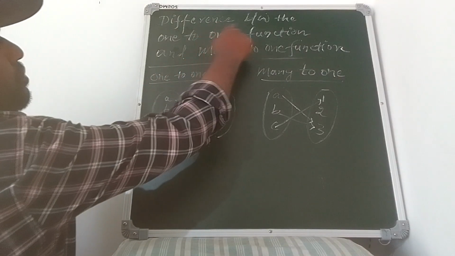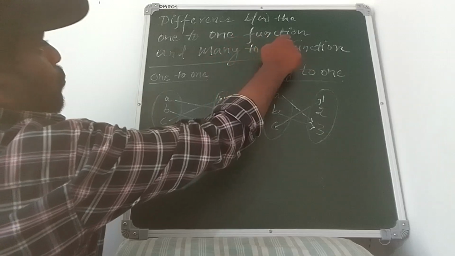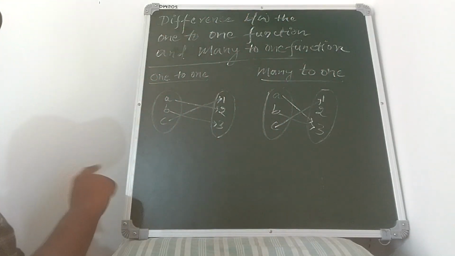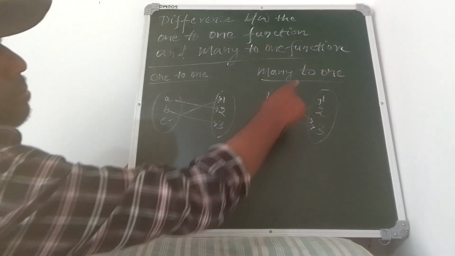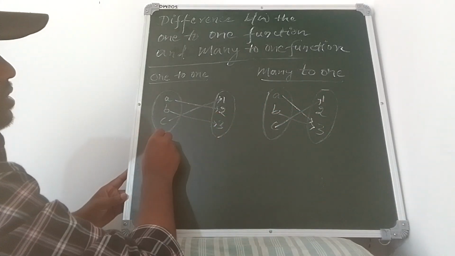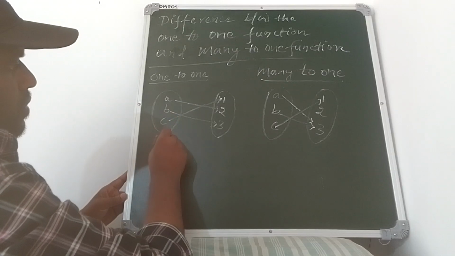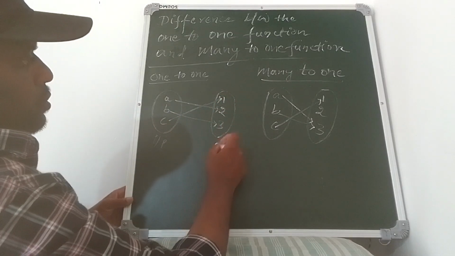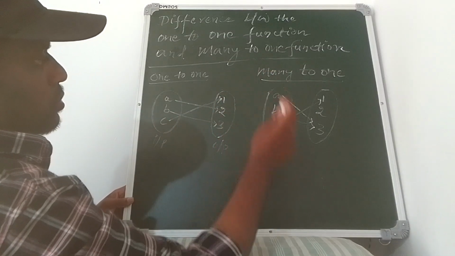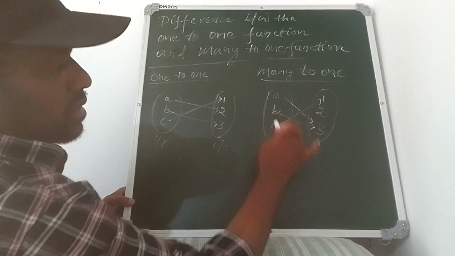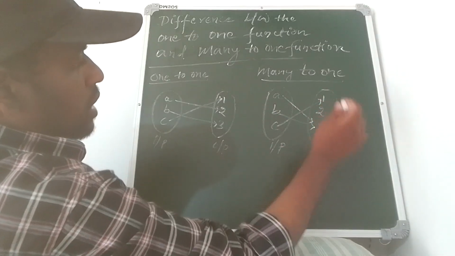Yeah. The difference between the one-to-one function and the many-to-one function. So one-to-one function you can see, many-to-one function you can see. These are the inputs: A, B, C are the inputs. These are the outputs: 1, 2, 3. Similarly here, A, B, C are the inputs, and 1, 2, 3 are the outputs.